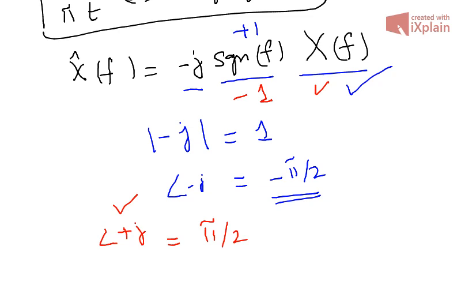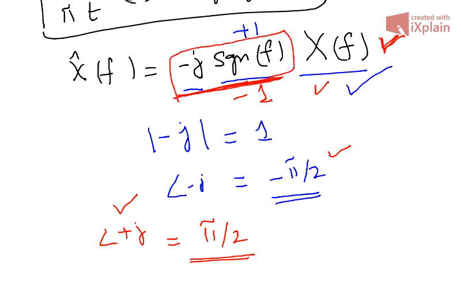So actually this term changes the phase of all the positive frequencies of x of f by minus pi by 2, and all the negative frequencies, the negative spectrum of x of f, by plus pi by 2. So actually it is a phase shifter. The Hilbert transform is nothing but a phase shifter of pi by 2, but it acts differently on the positive frequency content and the negative frequency content of the signal. So basically it is a phase shifter.